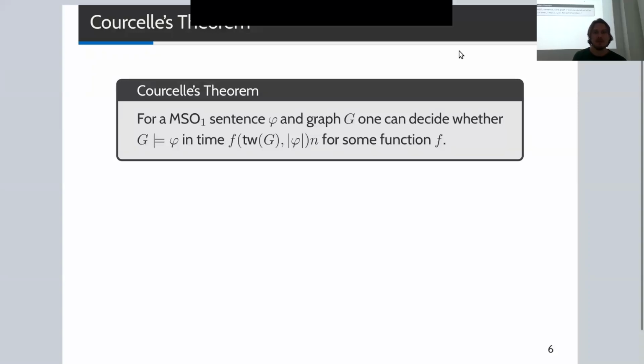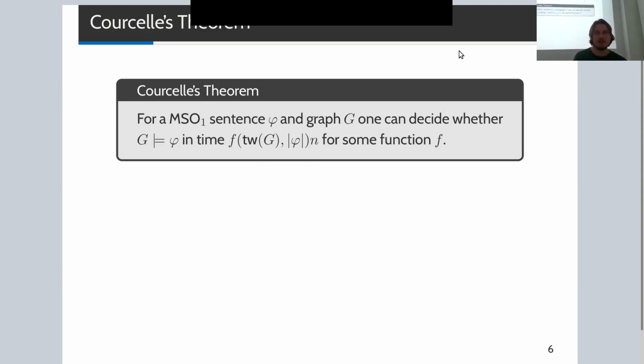Or in other words, if your tree width is bounded by some constant and the formula you're evaluating is also bounded by some constant, then this function f of tree width and formula also evaluates to some constant, and you get a real linear time algorithm for evaluating the formula.